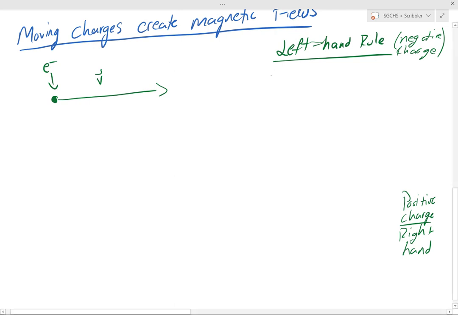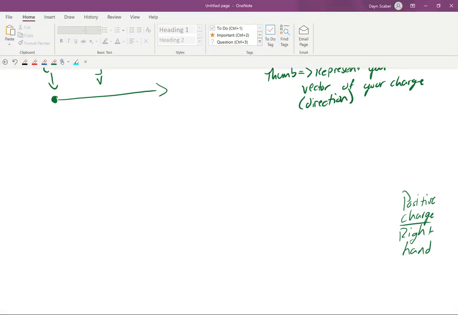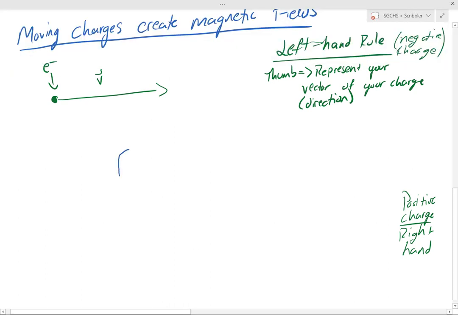So in this case, your thumb will actually represent the vector of your charge, so which way your charge is going, the direction. In this case, it is to the right. So I'm going to draw a really bad hand. I hope you're ready for this. It's going to be a really bad hand, but that's okay. So your thumb should be to the right, and that's the direction. It's pointing to the right.